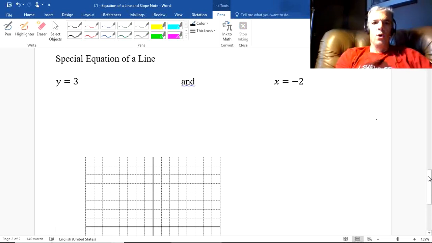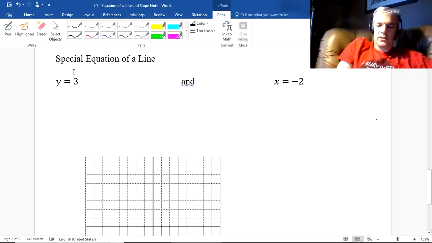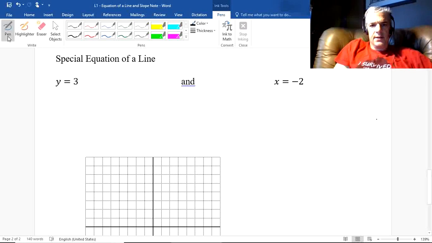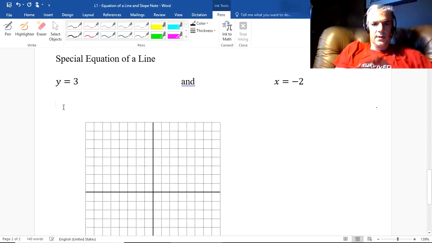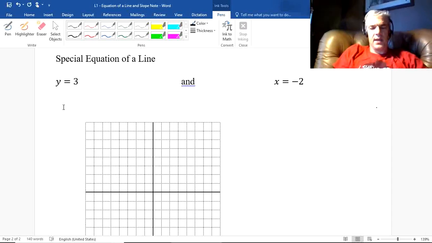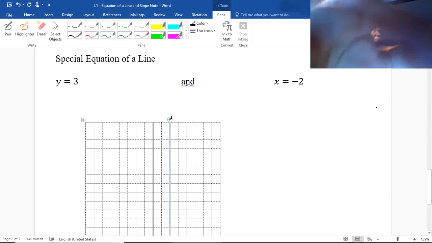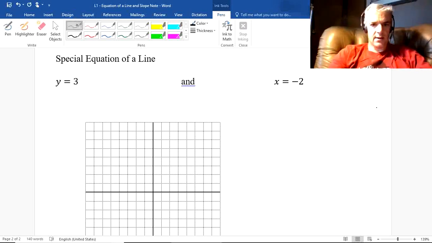Where we have just y equals 3. And the easiest way for me to explain these is to think of a grid, because that's what we're really doing, drawing a grid. First of all, I can label my x's and y's on here.